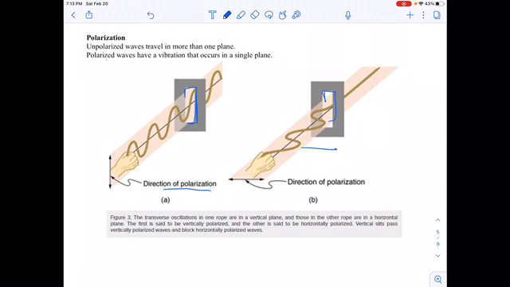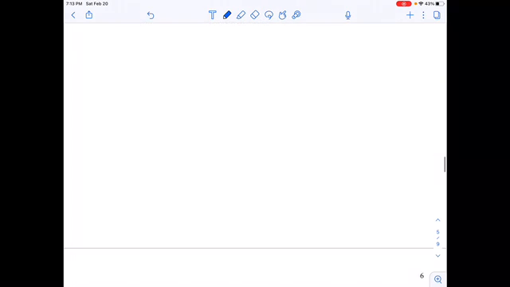So again, this process of putting a wave into a single plane is called polarization. And we're going to be looking at situations later on in the course where we polarize light waves and see what happens with that.